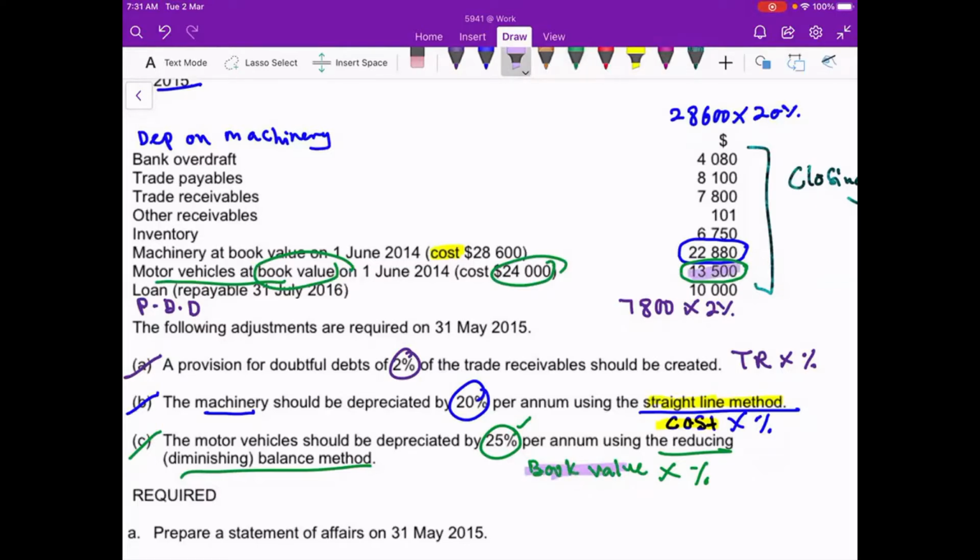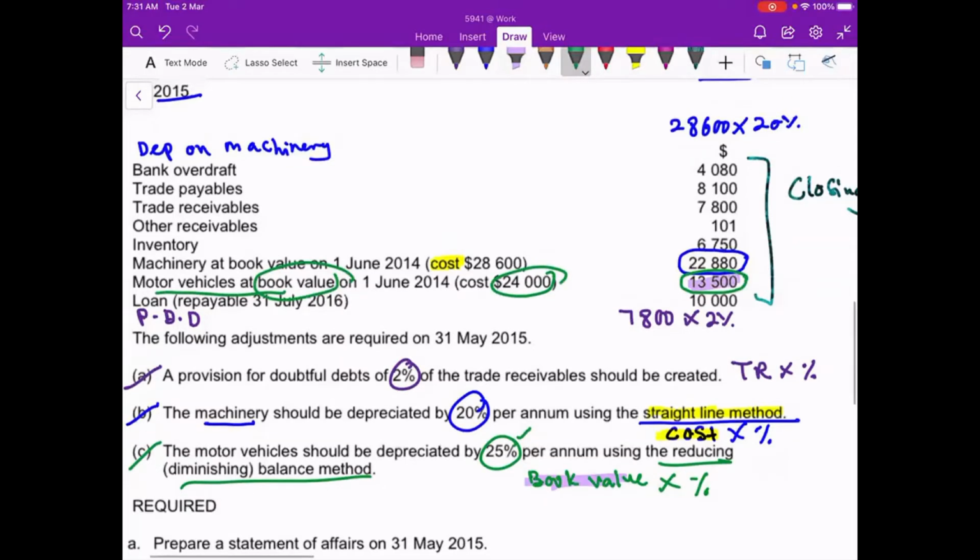So this one, 13,500. I write depreciation on motor vehicle. Depreciation on motor vehicle is, you take the book value 13,500 times 25%. You're following me? Okay, we have done all the adjustments.